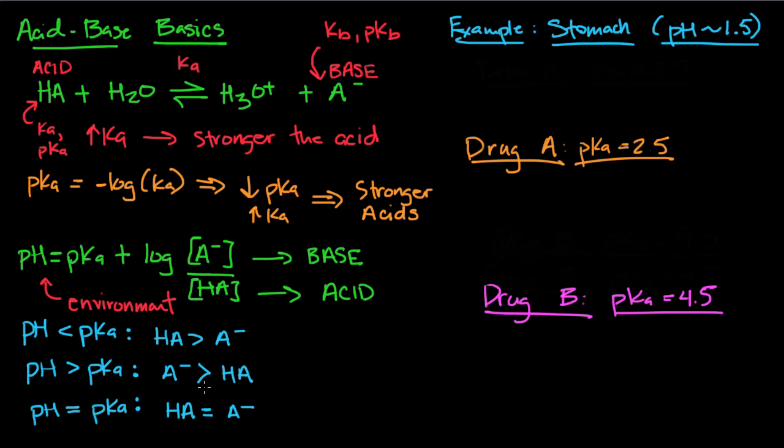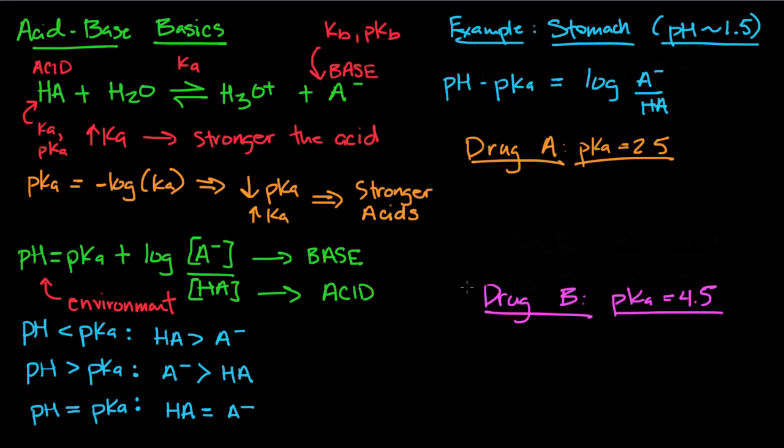Let's take a look at a specific example. In the stomach, let's say our pH is about 1.5. It's between 1 and 2, so I'm going to take 1.5 as the average. Let's go ahead and rearrange our Henderson-Hasselbalch equation to get pH minus pKa equals log A minus over HA. All I did was move the pKa to the same side of the equation as the pH. So we have two drugs, drug A and drug B, and we want to get an idea about which one's going to be more protonated at a pH of 1.5.